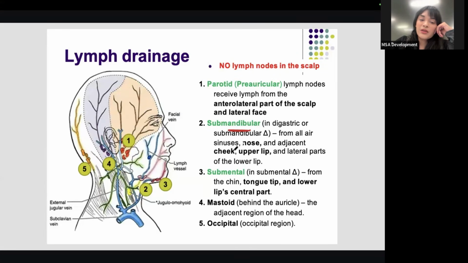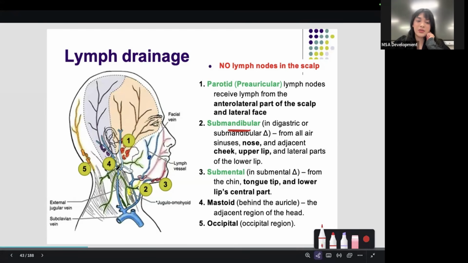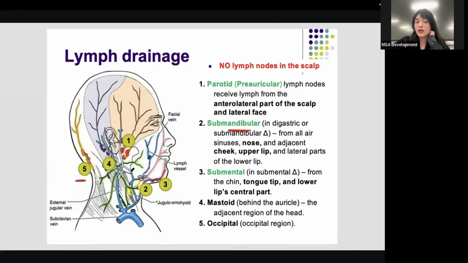Number two is the submandibular. This is in the digastric or the submandibular triangle. So you just have to memorize that. Submental is in the submental triangle. It drains the chin, the tip of the tongue, and the central part of the lower lip. And then you have the mastoid, which is behind the ear, the adjacent region of the head. So number four, this is the mastoid. And number five is the occipital region in the back. Okay? Memorize those locations.